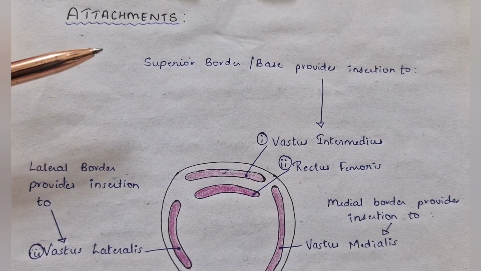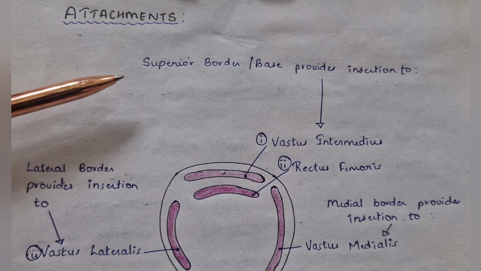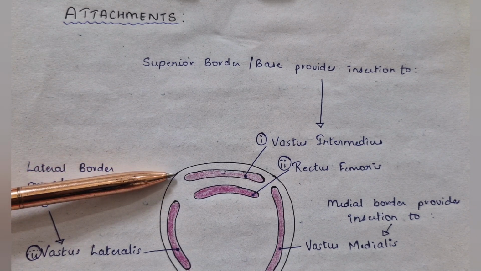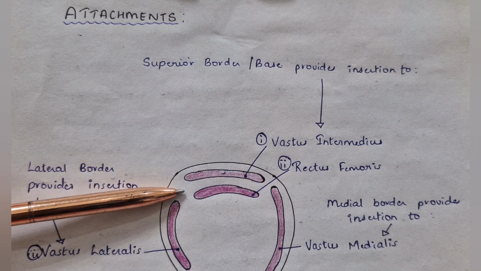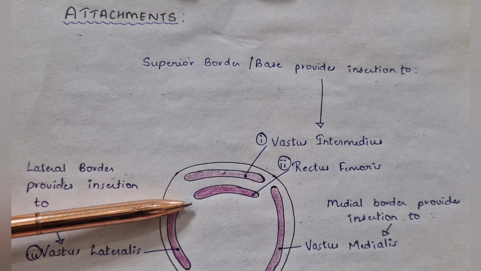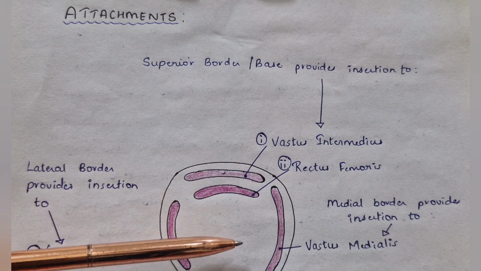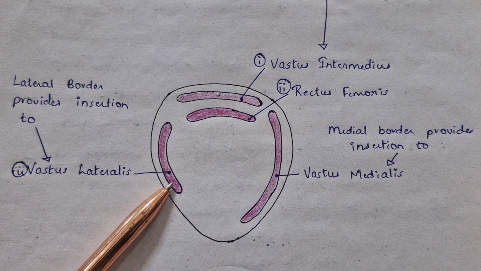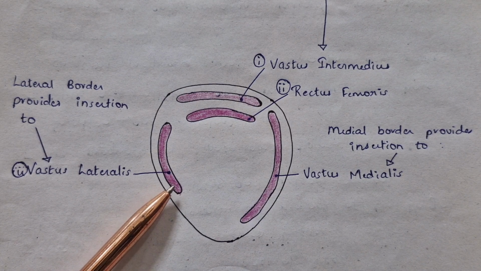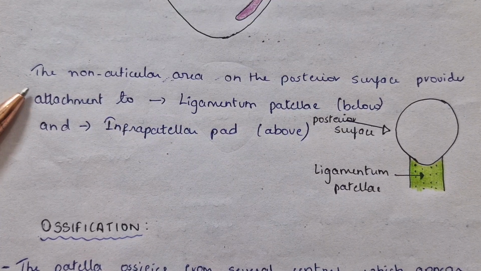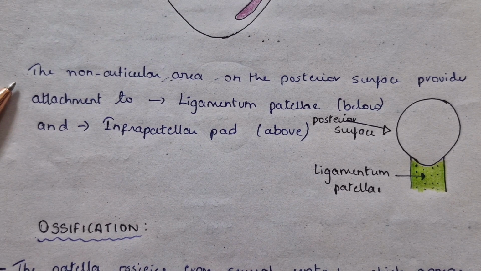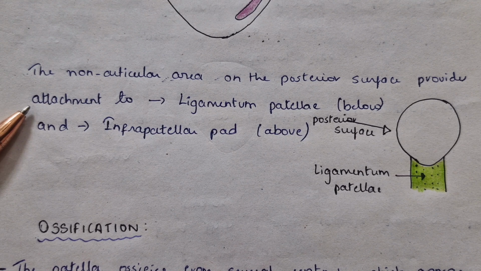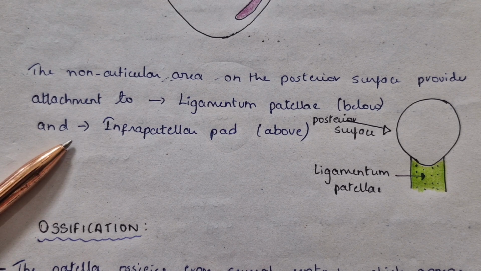Attachments of the patella. The superior border or the base of the patella provides insertion to the vastus intermedius and the rectus femoris. The medial border provides insertion to the vastus medialis, whereas the lateral border provides insertion to vastus lateralis. The non-articular area on the posterior surface provides attachment to ligamentum patellae below and infrapatellar pad above.